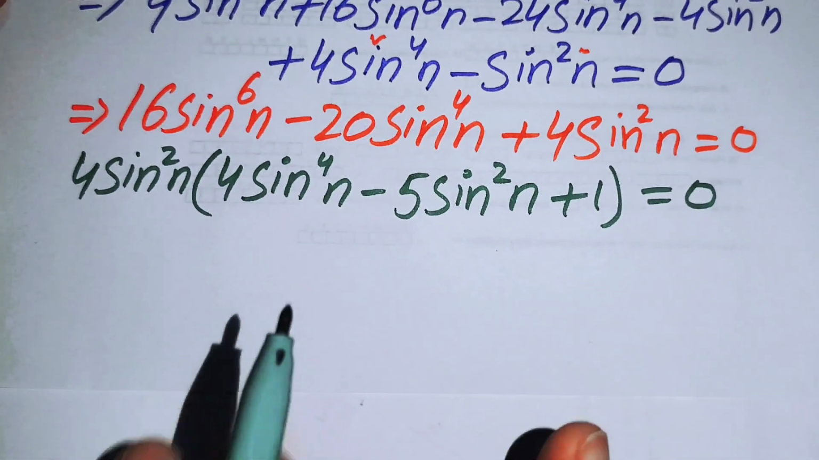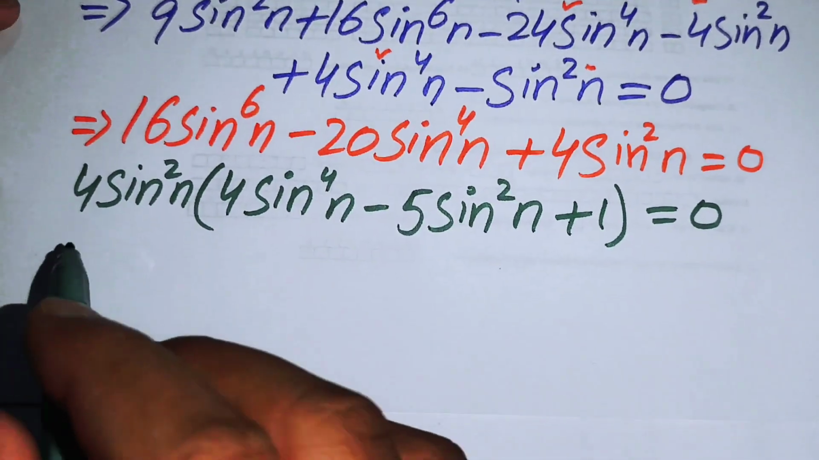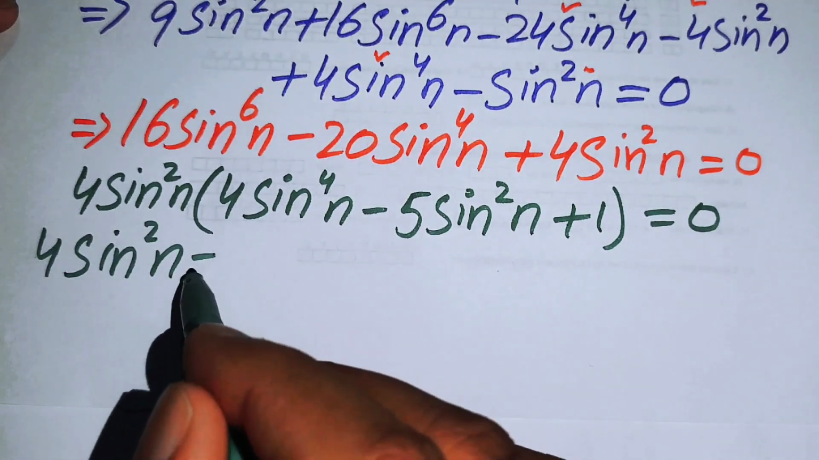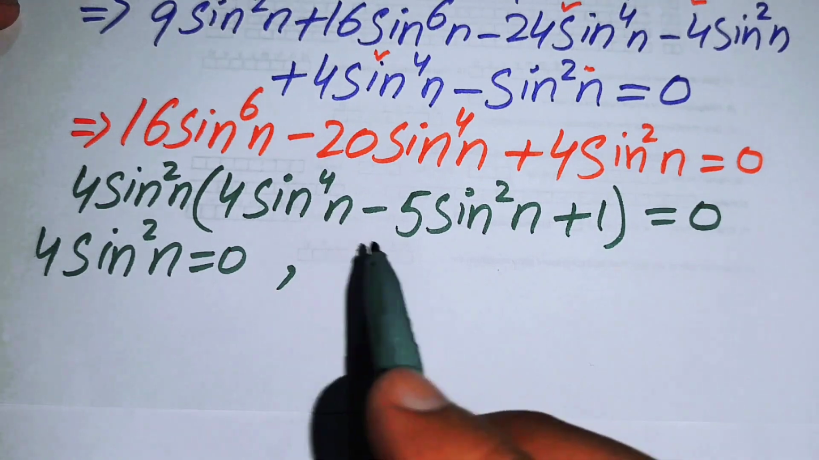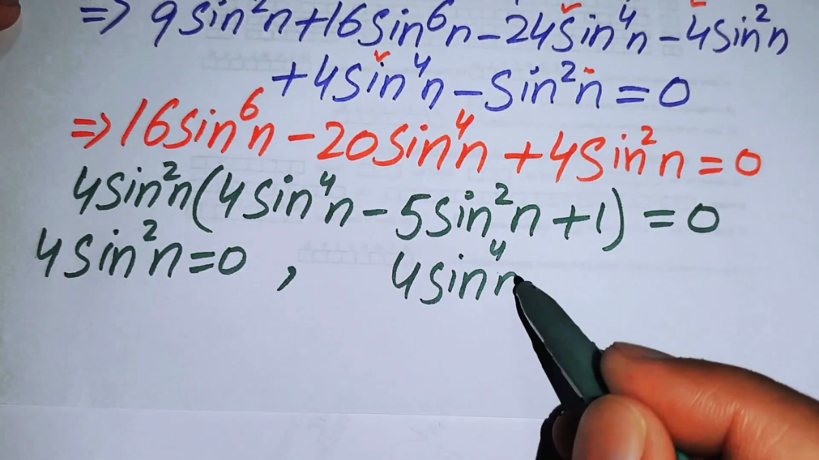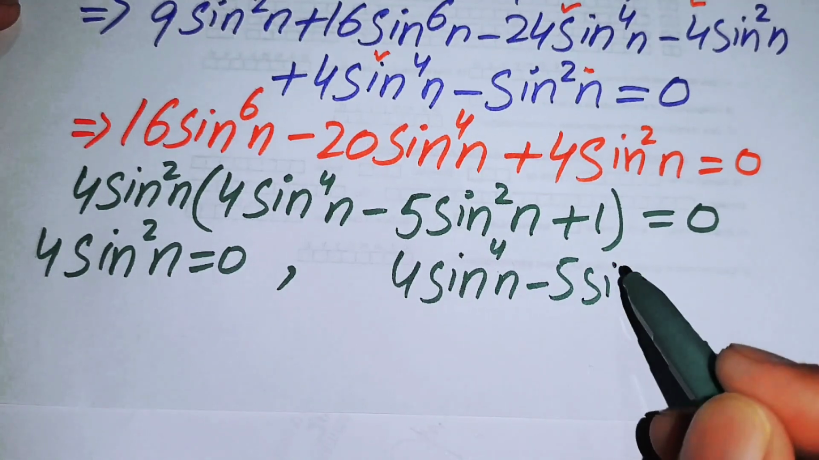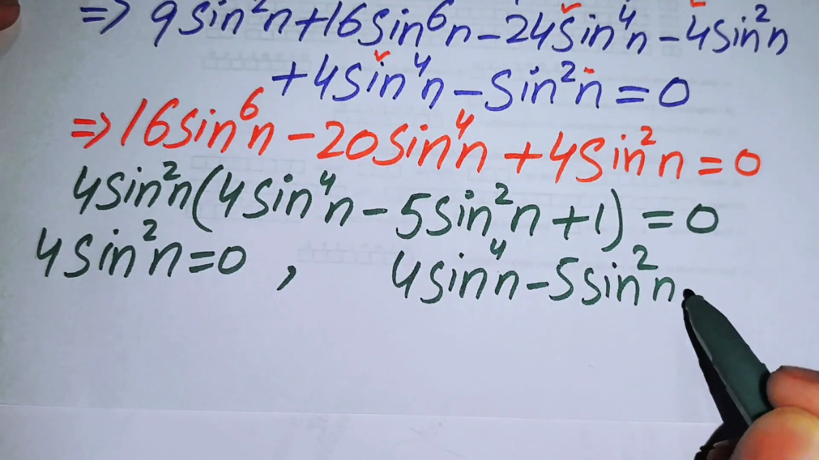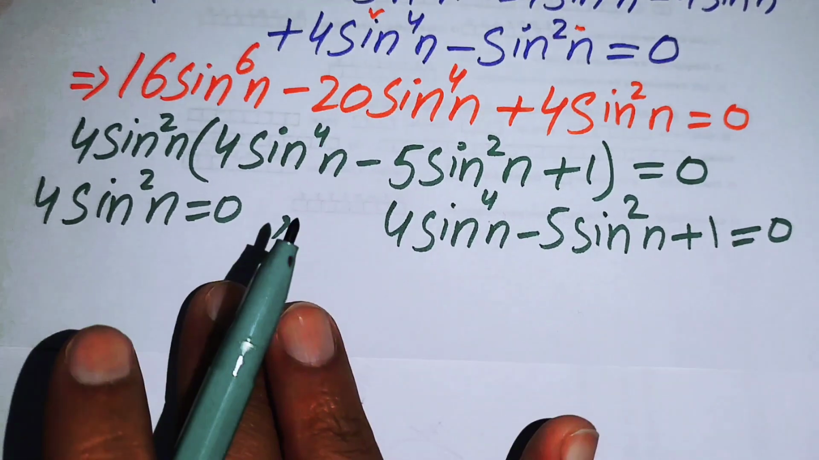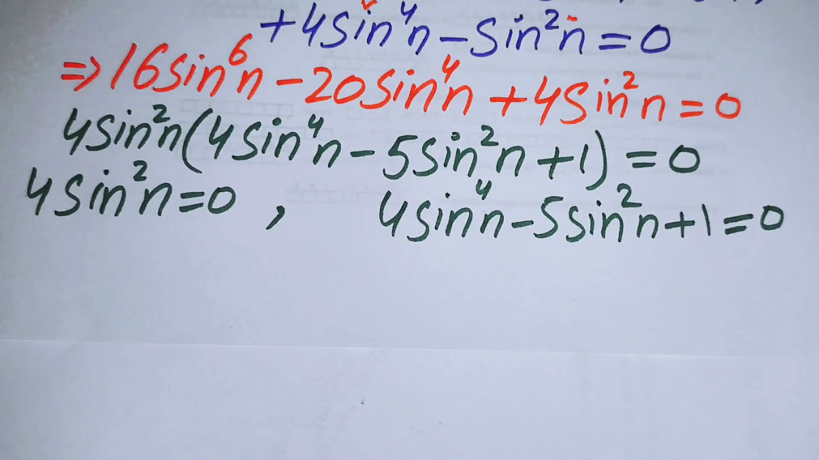So here we have two cases. The first case is we take 4 times sine squared n equals 0, and our second case is we write 4 times sine to the power of 4 n minus 5 times sine squared of n plus 1 equals 0. Now first I can solve the first case.